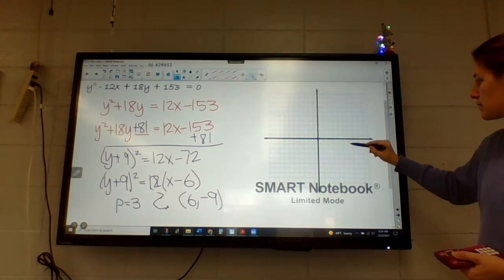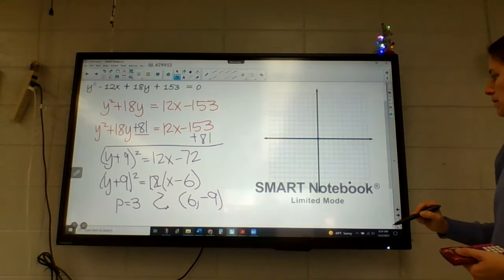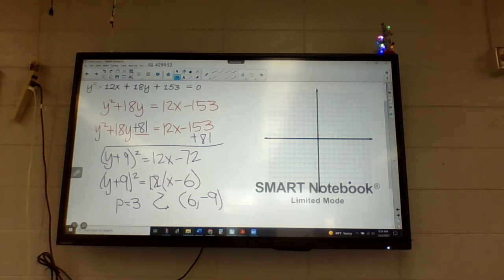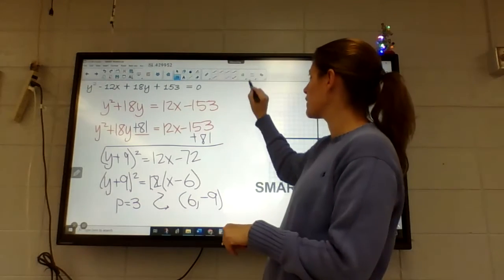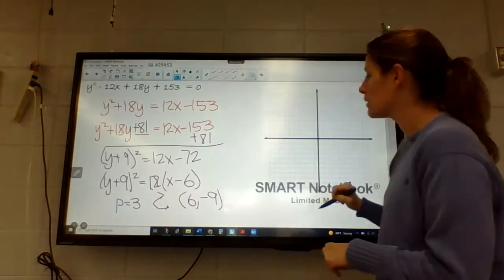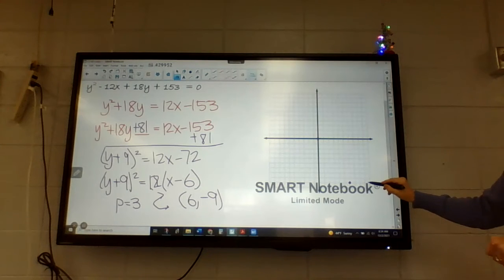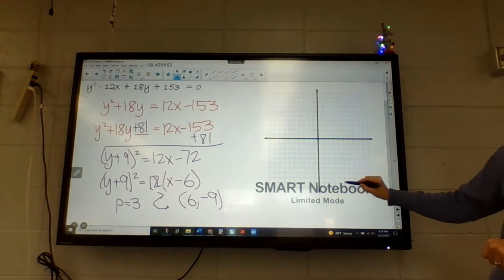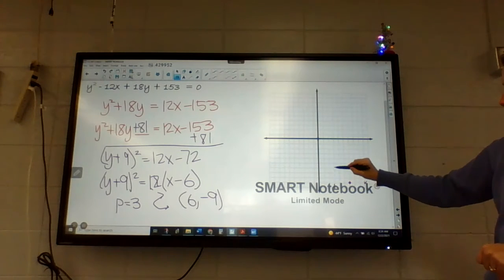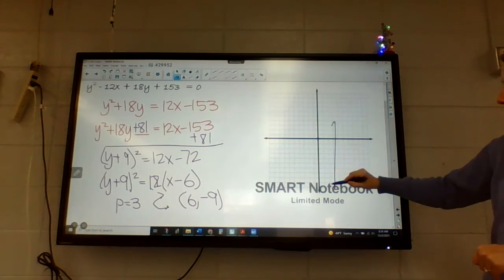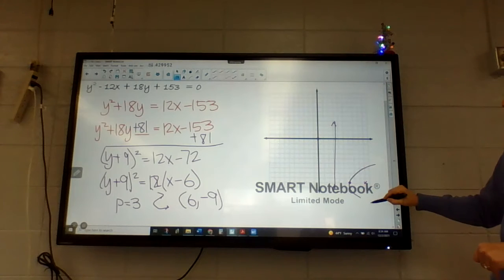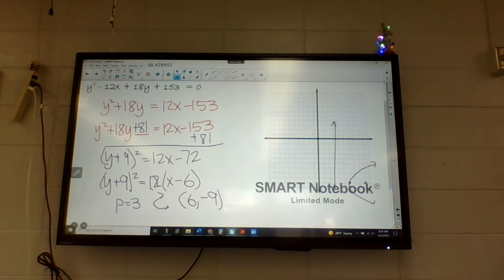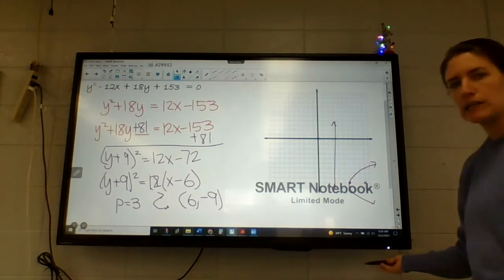So 6 down. Now with the p being 3, we're going to go out 3. And we're going out this way because of our parabola opening this direction. All right.